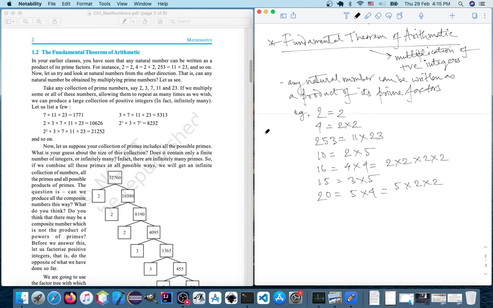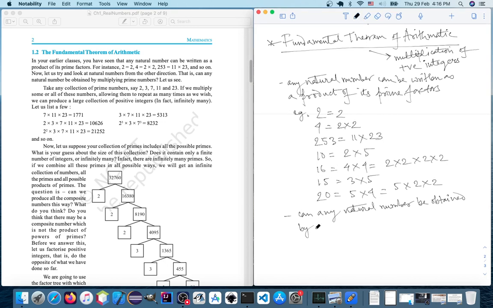The point is, can any natural number be obtained by multiplying prime numbers? This is the question that it is trying to address.